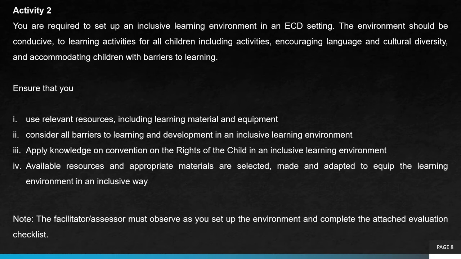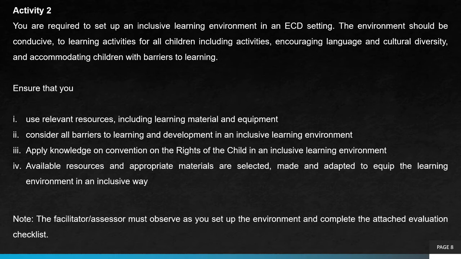In activity 2, it says you are required to set up an inclusive learning environment in an ECD setting. Now, inclusive means that you will have children of different development stages, or you could have children with learning disabilities. For instance, they could be poor sighted, they could be ADHD or whatever. So we have to now set up an inclusive environment that will look after all people. So the environment should be conducive to learning activities for all children, including the activities that are done, encouraging language and cultural diversity, and accommodating children with barriers to learning.